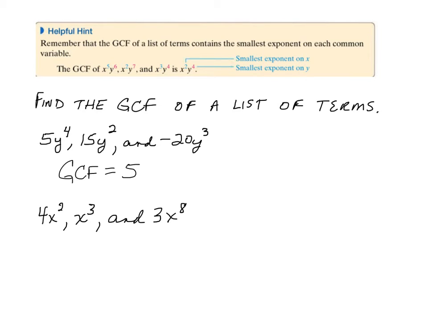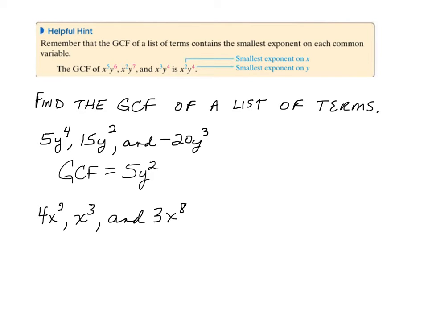But for the variable part, we have y to the fourth, y squared, and y to the third. So which y would it be? Y to the what? The smallest exponent is y to the second. Okay, they all have at least y squared. So that's the GCF. Okay, now look at the next one.